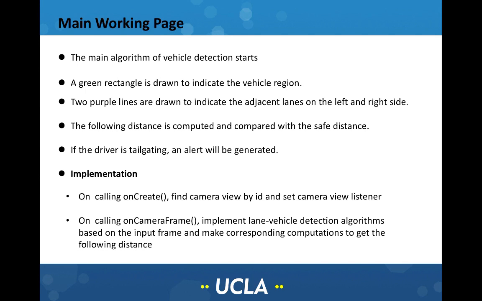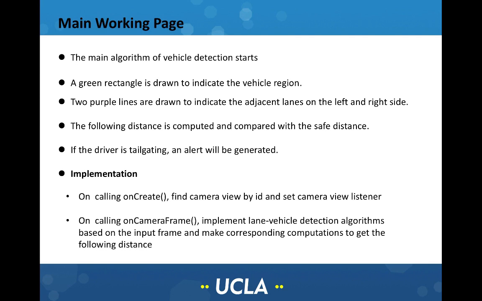And then a green rectangle is drawn to indicate the vehicle region. And also, two purple lines are drawn to indicate the adjacent lanes on the left and right side. And then the following distance is computed and compared with the safe distance. If the driver is tailgating for a period, an alert will be generated to alarm the driver. And this implementation is based on these two procedures.